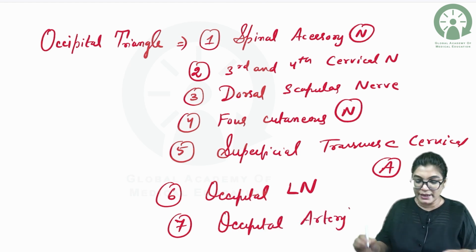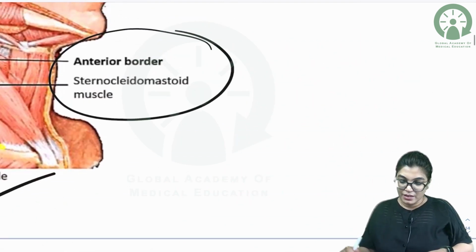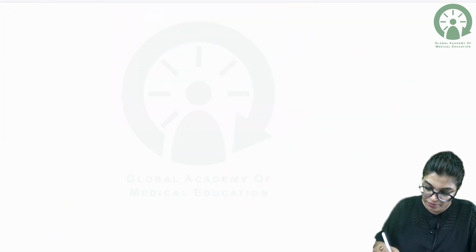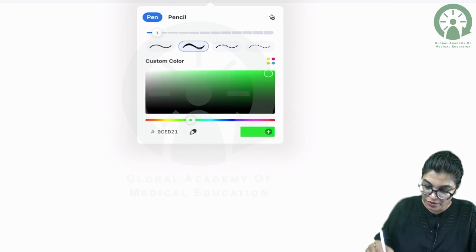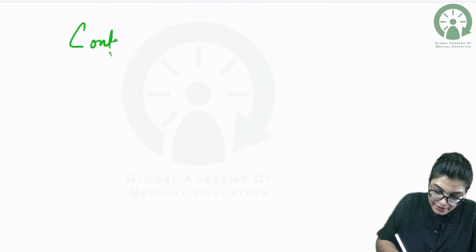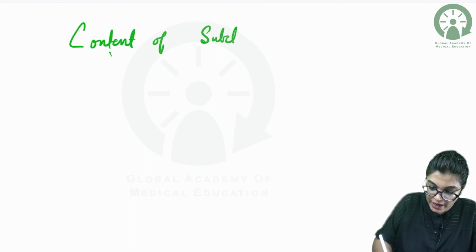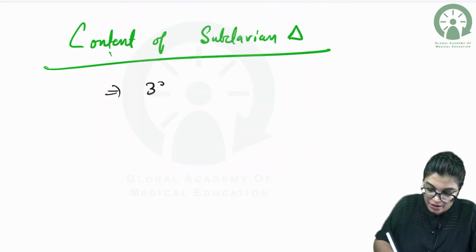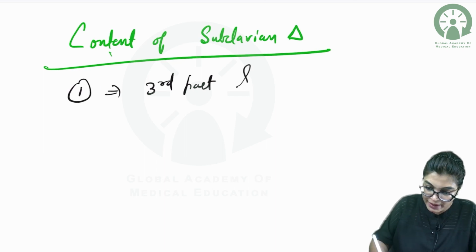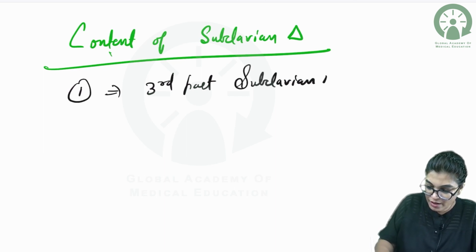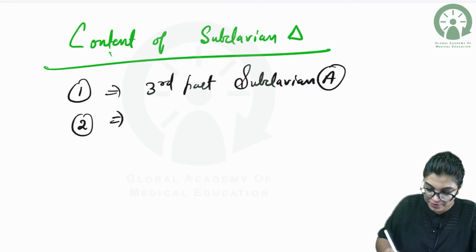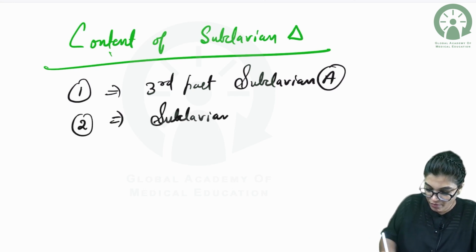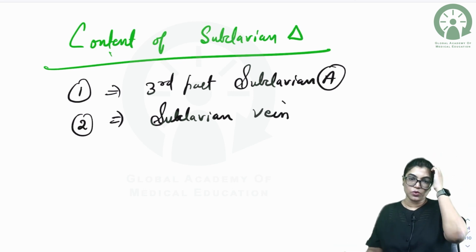Now next is to know the content of subclavian triangle. So please write down the content of subclavian triangle. Write down the heading, the content of subclavian triangle. It is also called the supraclavicular triangle, and the contents are third part of subclavian artery, actually subclavian vein. So you can write subclavian vessels, that is okay.